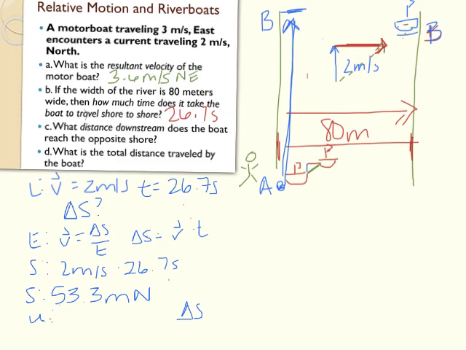And last part. This is where your gut reaction for all of these other problems is to use that new resultant velocity for everything. Part D is when you get to use the resultant velocity because you want to know the total distance the boat travels. All right? So let's go back to erasing.